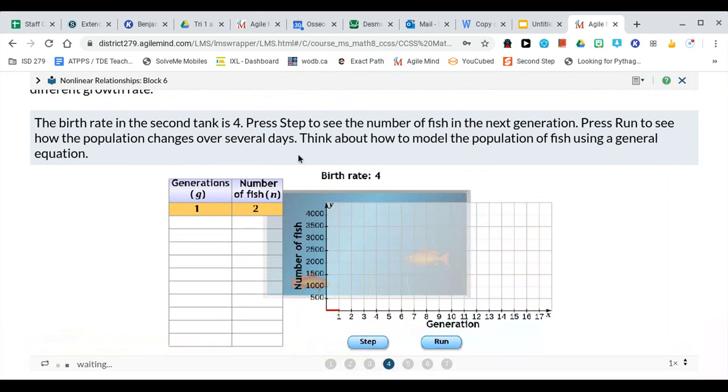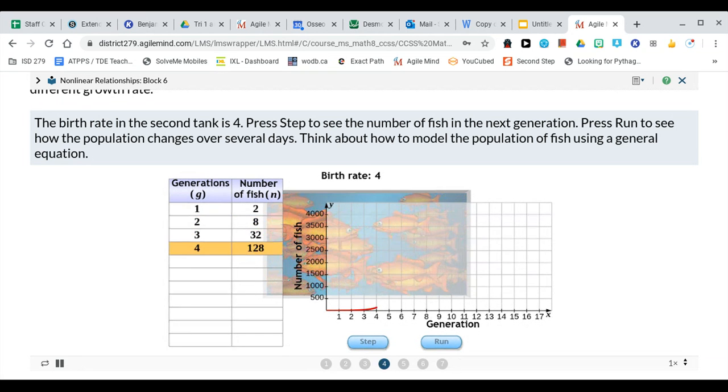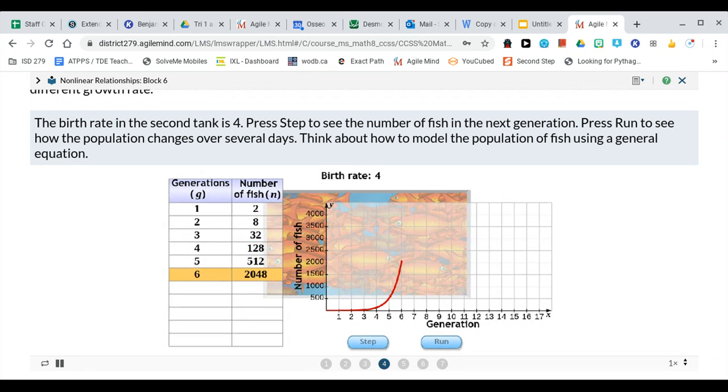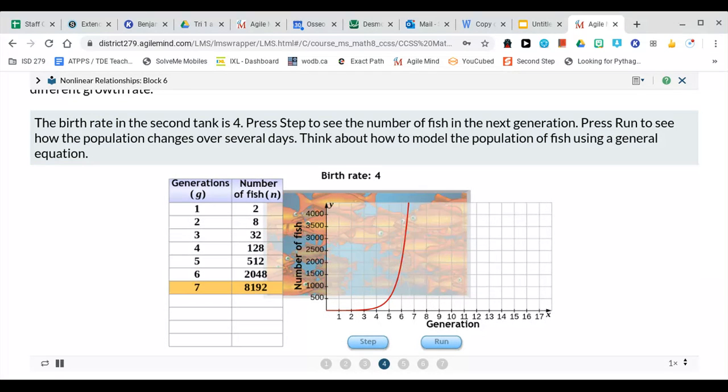Now the birth rate in the second tank is 4. Press step to see the number of fish in the next generation. Press run to see how the population changes over several days. I'm just going to press run. We're going to look at what's happening here. As you can see, the population is growing by an even steeper amount.